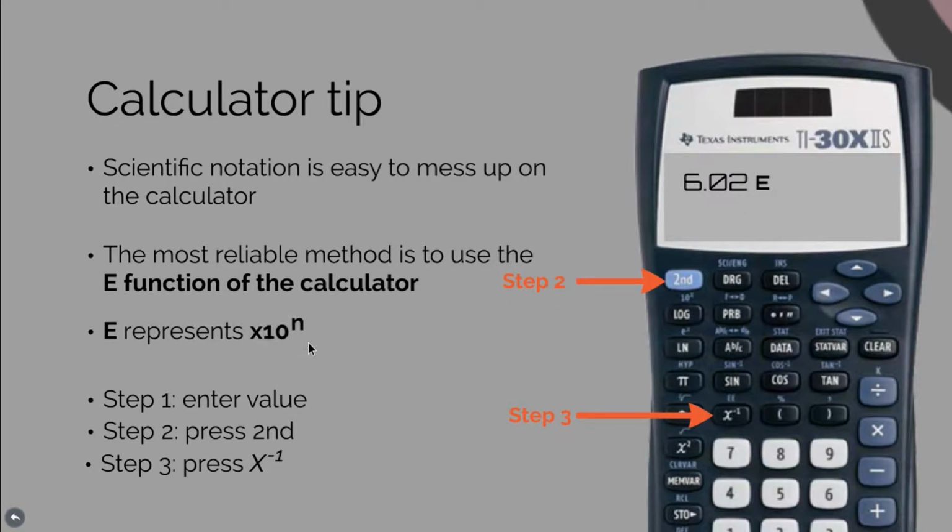It's the same as typing in times 10 to the something power, except that it takes those 3 keys and just puts them into a single symbol. And the good thing about this is that it doesn't worry about the order of operation, just that the exponent is going to stick with the number that you put in.